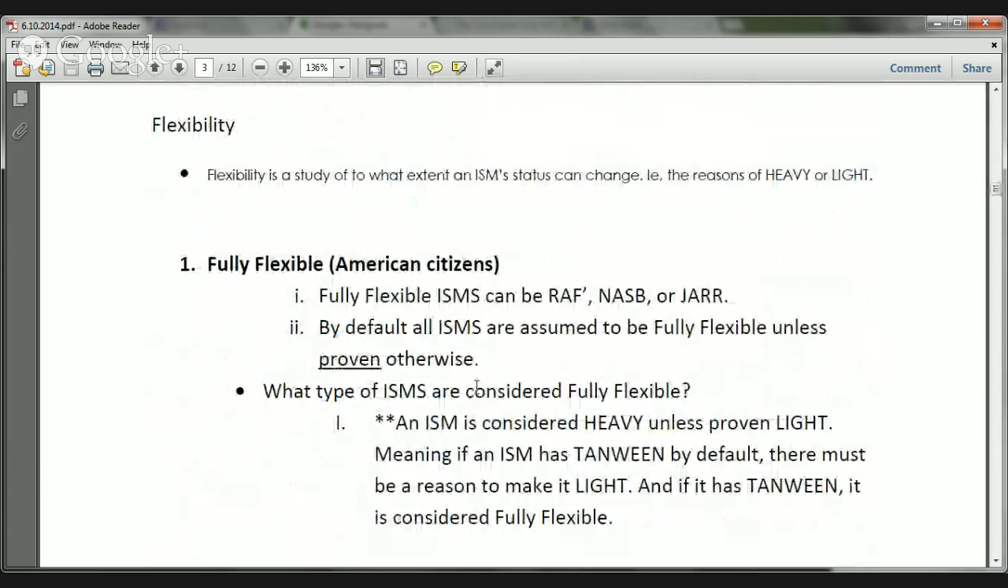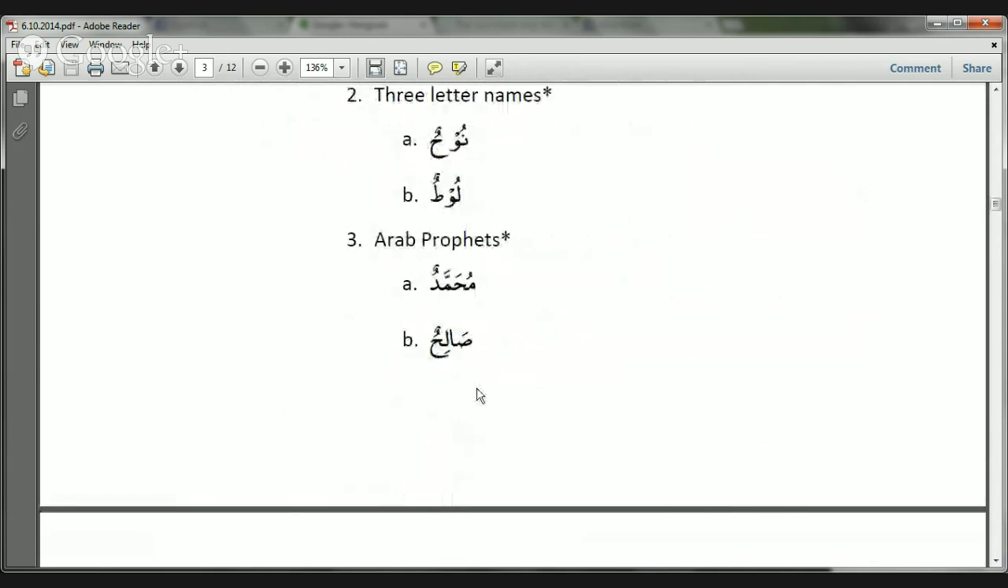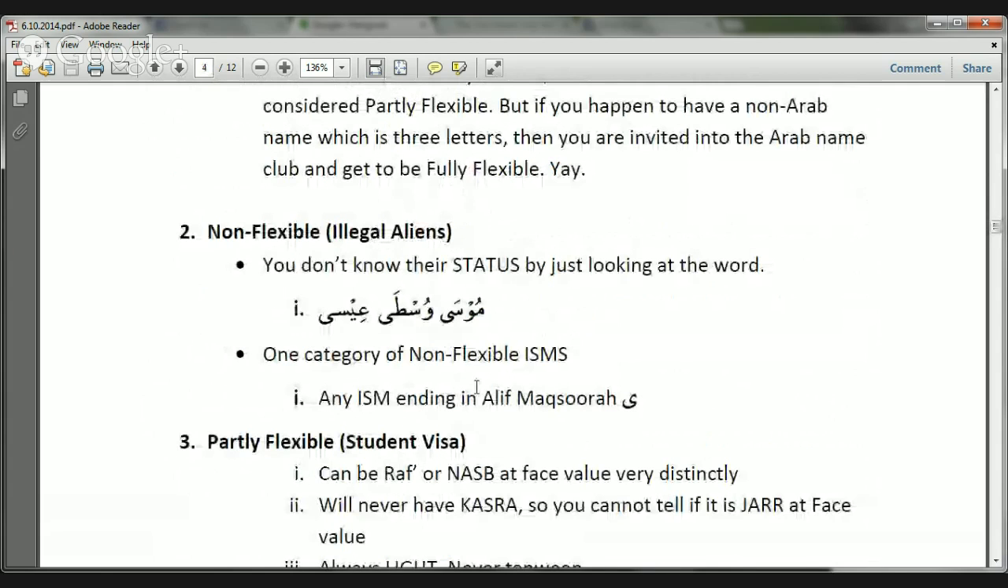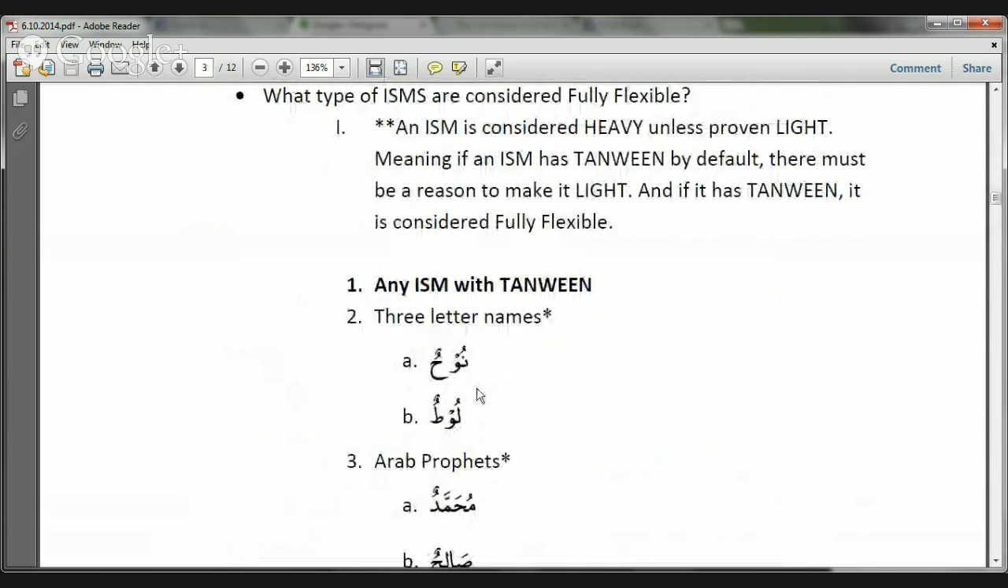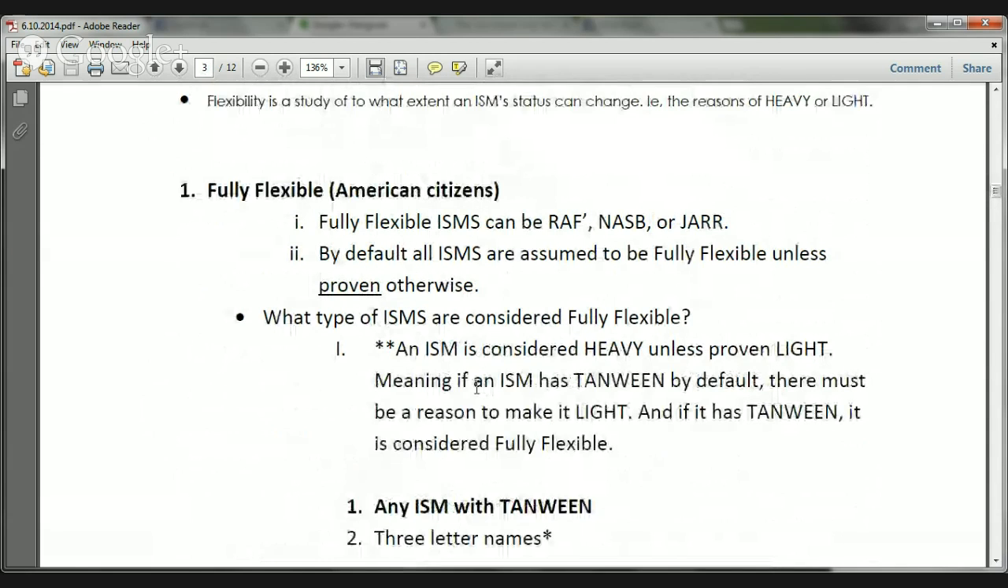Next, we started speaking about flexibility. Now, when it comes to flexibility, we mentioned that there are three categories of flexibility. Number one, fully flexible. Number two is non-flexible, and number three is partly flexible. Words that are fully flexible can be rafa, nasab, or jar. That's what the definition is. And we mentioned that by default, all isms are fully flexible unless proven otherwise. So again, there has to be a reason for it to be anything else besides fully flexible.